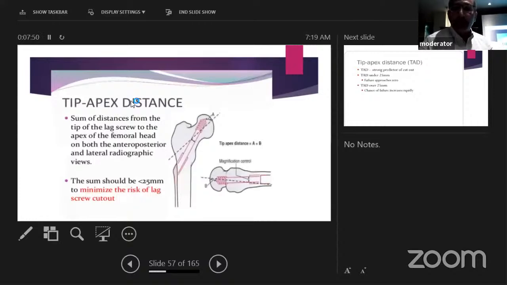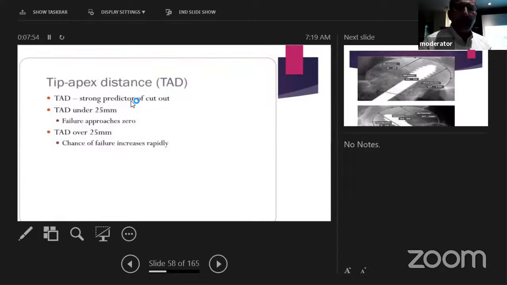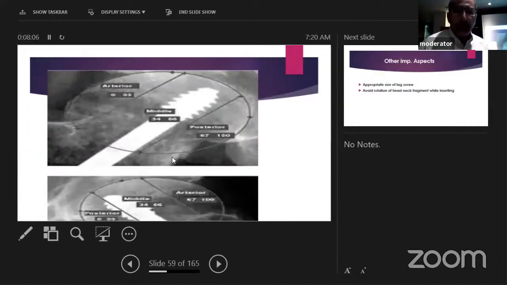Tip apex distance is of course very important. You are already aware of that, both views, combination of the distance. It should be between 15 to 25. Anything under 25, the failure can approach almost zero. But over 25, the chances of failure is going to be increasing rapidly. So this is what it should be looking in both AP and lateral. Both the tip apex distance as well as center.